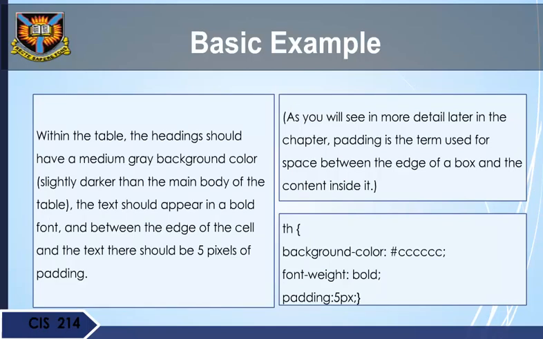Within the table, the headings should have a medium gray background color, slightly darker than the main body of the table. The text should appear in a bold font, and between the edge of the cell and the text there should be 5 pixels of padding. As you will see in more detail later in the chapter, padding is the term used for space between the edge of a box and the content inside it. TH background-color #CCCCCC, font-weight bold, padding 5px.